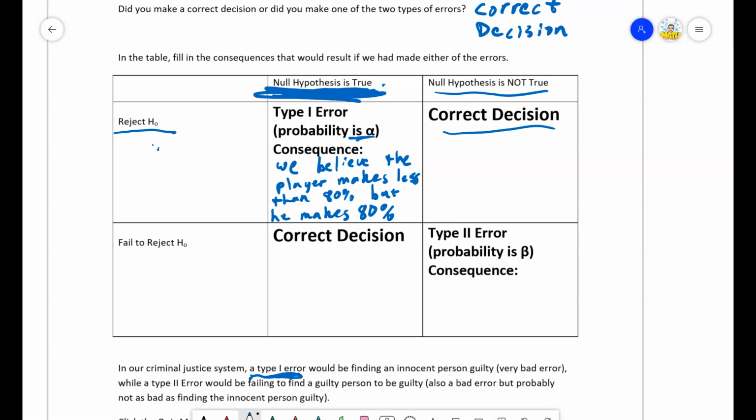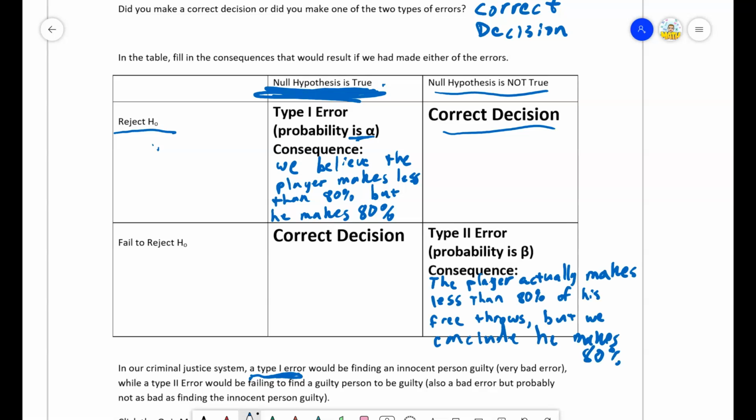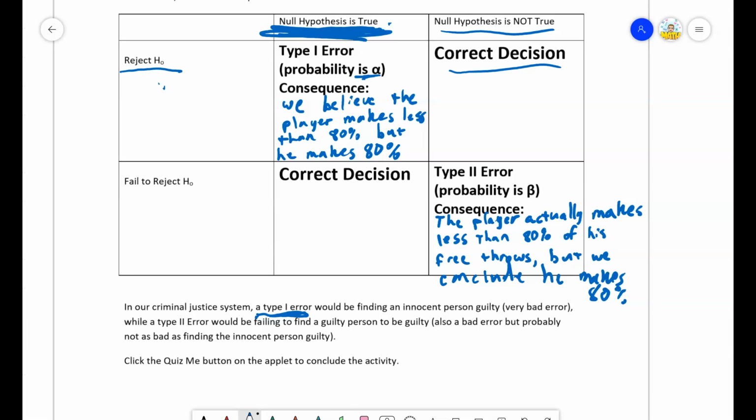So the type 2 error, the consequences here is maybe this player needs to practice more. Maybe he's not an 80% free throw shooter. Maybe he lets his team down or his coach down when they expect him to make 80%, and he's actually not able to do that. In our criminal justice system, this is where a person who's guilty of the crime they were accused of is found innocent incorrectly. Again, the less egregious of the two.